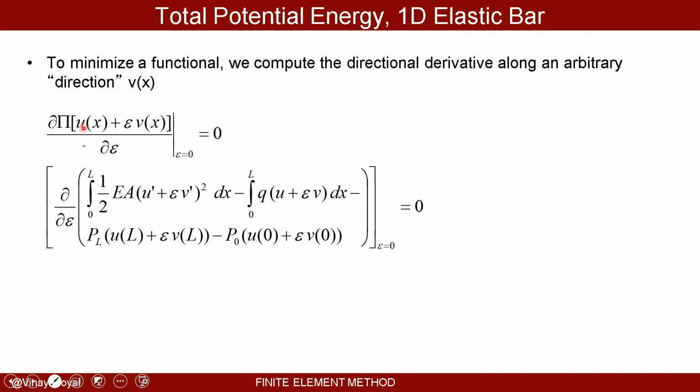And again, the idea is to take u and add a small amount, and that small amount is an arbitrary function multiplied by a scalar quantity, and the idea is to find this derivative, set it to 0, and then hope that we can find u that minimizes pi. That's the goal there, and I want to show you how that can be done, okay?